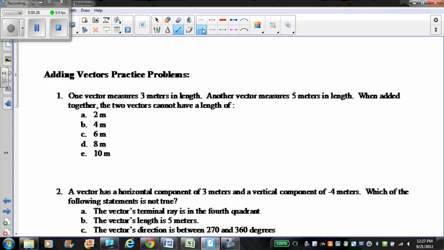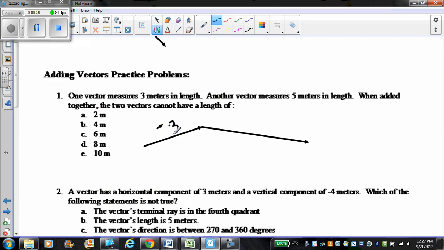If I take a vector that's 3 meters long and another vector that's 5 meters long, I'd like you to think about the longest possible distance that I can create. Oops. Let's grab my pen here. 3 and 5 would be 8.